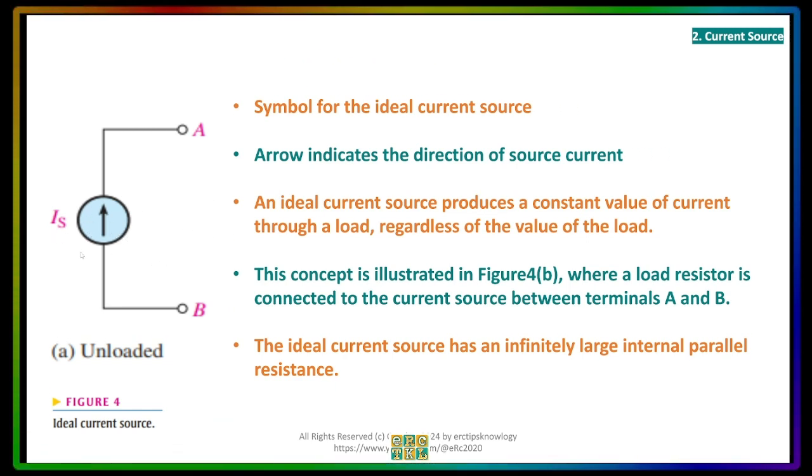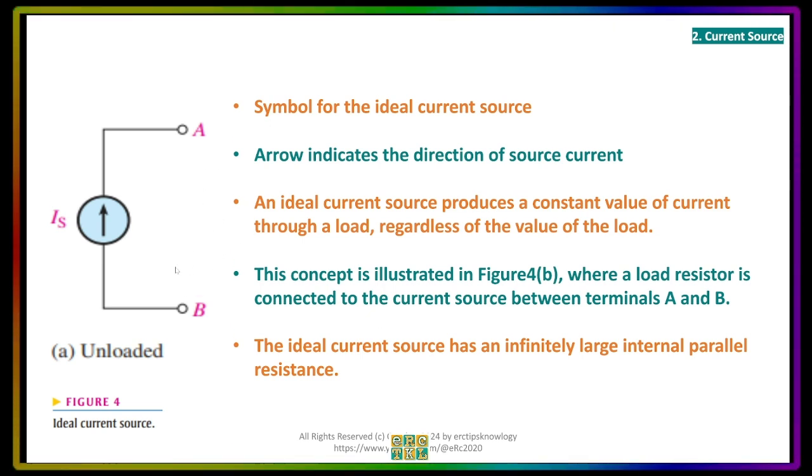Now, the ideal current source will give a constant or not changing value of current through the load between A and B, regardless of the value of the load. It means that even if you change the value of the load RL, you change its resistance, it will never be affected. The current will still be 100% taken from the IS. Now, this concept will be illustrated in the next figure, letter B, where a load resistor will be connected to the current source between A and B.